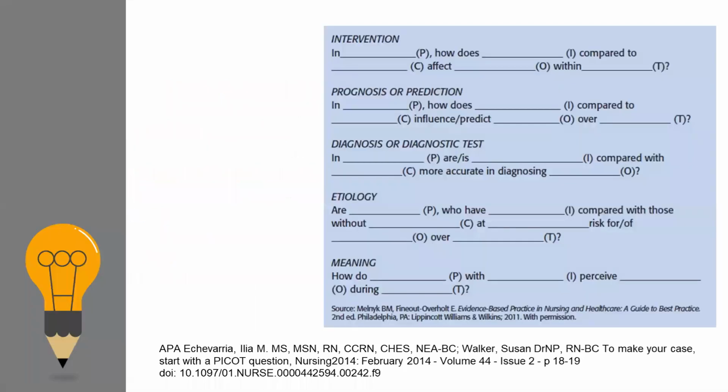PICOT question. So for intervention, this is the template. P is your population. How does I compare to C affect O within the type of study? So for prognosis, basically it follows PICOT. So if you replace the PICOT of your research question in the similar order, that is PICOT, you will be very easily able to formulate your research title.